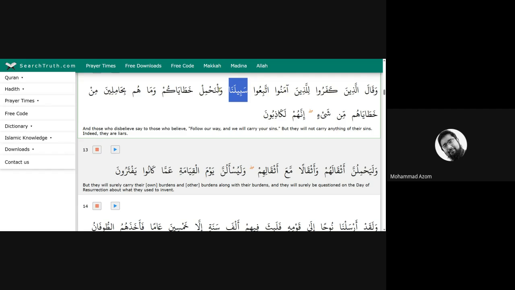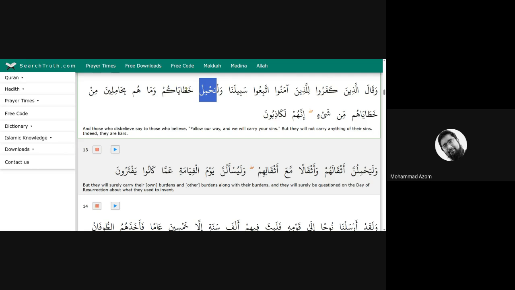Wa nahmil. What is nahmil? What kind of tense is that, past tense or present tense? Present tense. And which pronoun? It's nahnu. Hamala means to carry a burden. So they're saying we will carry. We will carry something. What will they carry?